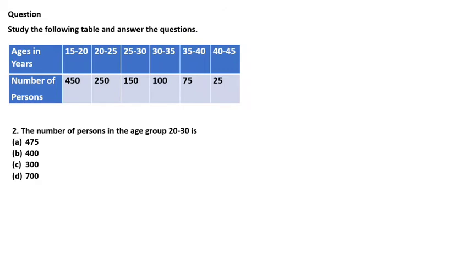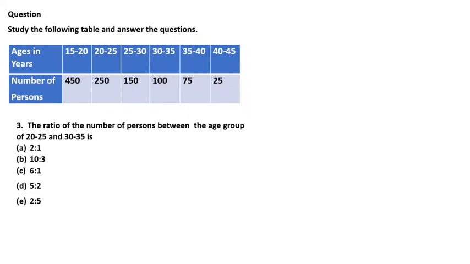The number of persons in the age group 20 to 30. So 20 to 30 means these two groups. So here we have total 400. So accordingly, correct answer is 400. The total number of persons in the age group 20 to 30. Here you have 20 to 25, then 25 to 30. Total 400. So these are direct answers.